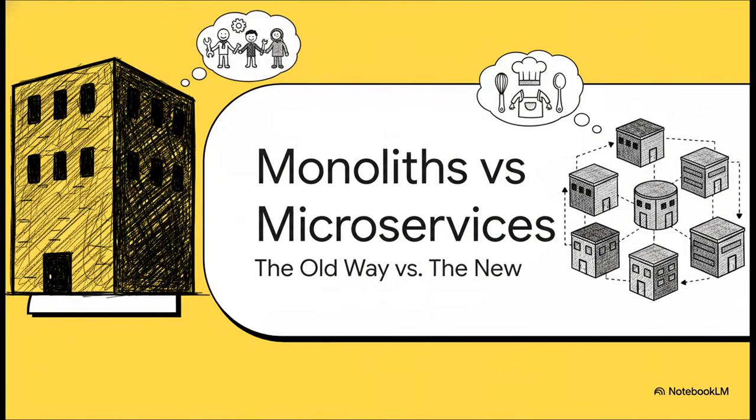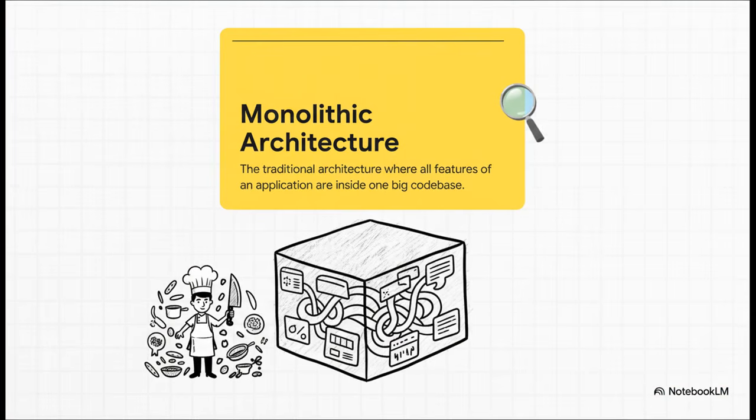Okay, so let's step out of the kitchen for a second and into the world of software. Because that exact same idea, one person doing it all versus the team of specialists, that is the fundamental difference between the old way of building apps and the new way. So, the old way, that's what we call monolithic architecture. And you can probably guess which kitchen this is. It's our one-person show. The entire application, I mean everything, user logins, the product catalog, payment processing, it's all bundled together into one single gigantic codebase. It's just one big tangled block of code.